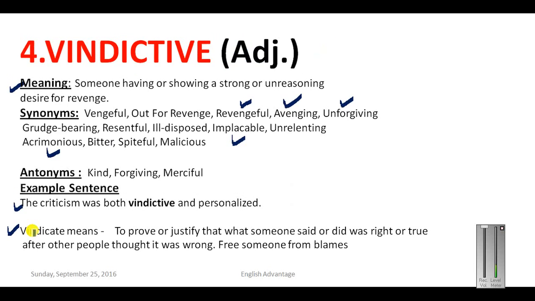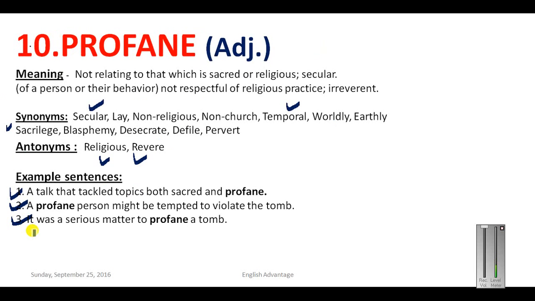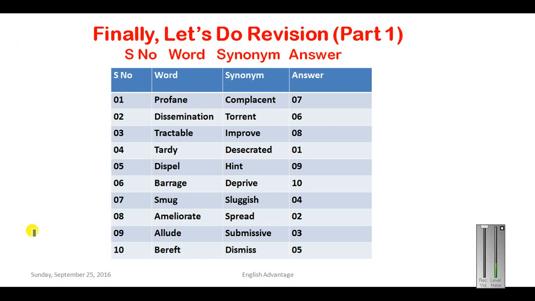These 10 important words I have taken in this video tutorial, and after this explanation is over, I will get you to revise all these words. That will be very helpful for you. This is the word, the corresponding synonym, and the answer I have mentioned here. You can pause and revise all these words. Now let me explain. Profane means desecrated, and dissemination means to spread information or knowledge.